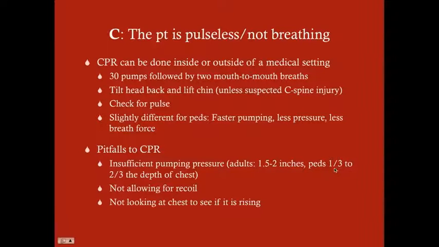In pediatric patients, the rule of thumb is 1/3 to 2/3 the depth of the chest. Another thing that you can see in the CPR deliverer who is maybe a little nervous is they may not allow for recoil. So you've got to make sure that you allow the chest to come all the way back, because what are we doing? We're making sure that the heart can refill with blood, and if you're not allowing for recoil, you're just pumping an empty heart.